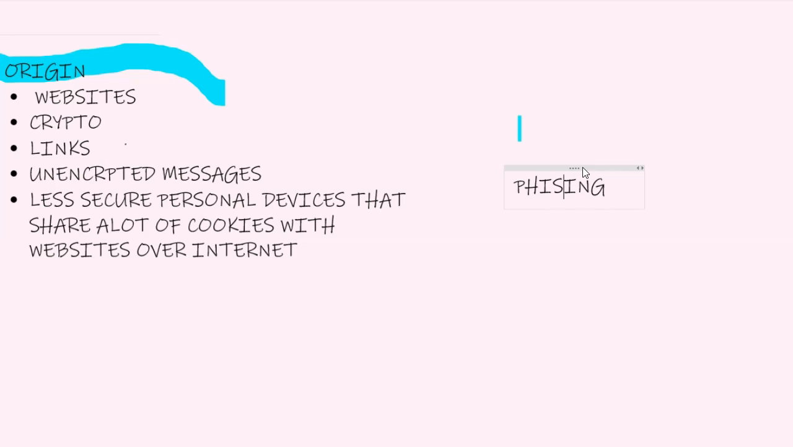During phishing, what happens? A hacker can see your conversations, your legal documents, or anything. Second is crypto. Cryptocurrency is a following trend these days, but cryptocurrency also comes with the risk of cybersecurity hacks.